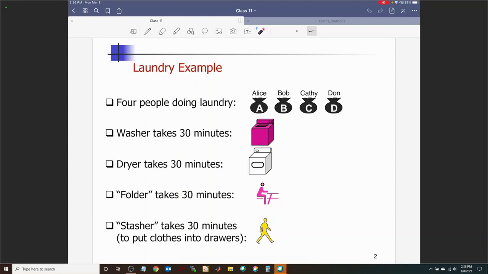Each of these tasks takes 30 minutes: washer takes 30 minutes, dryer takes 30 minutes, folder takes 30 minutes, and the stasher, which is responsible to put clothes in a drawer, also takes 30 minutes. So each task takes 30 minutes, and 4 people want to use these 4 available resources to get laundry done. They could do it in a non-pipelined fashion, or they could do it in a smarter, more elegant, pipelined fashion. Let us see what is there to gain.